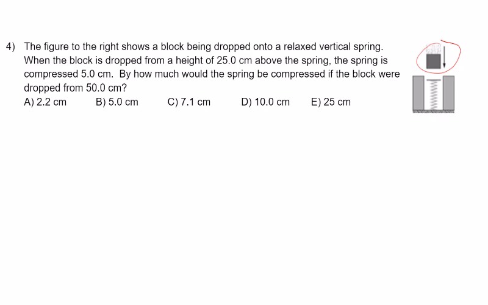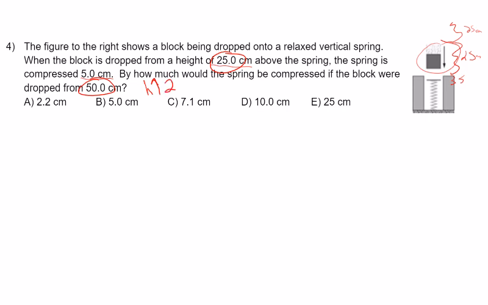When the block is dropped from a height of 25 centimeters above the spring, it's compressed 5 centimeters. So basically, when this height is 25, then this thing goes down 5. What we want to figure out is how much would the spring be compressed if you were to drop it 50 centimeters. So the main idea is you're going to drop it another 25 centimeters. Or in other words, you're going to drop it twice as high. So think about these numbers and say, okay, H is now increasing by a factor of 2.